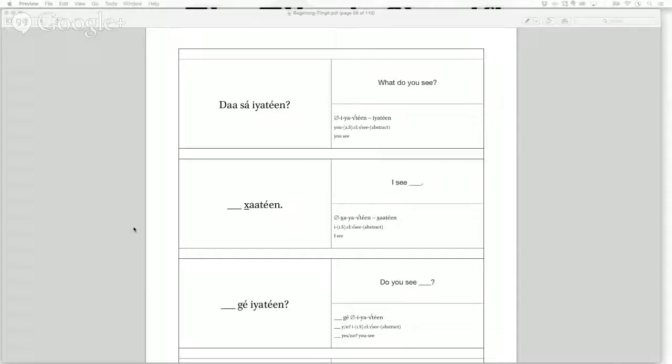Okay. So now we're switching gears and we're looking at the subject. Dasa iyatim.